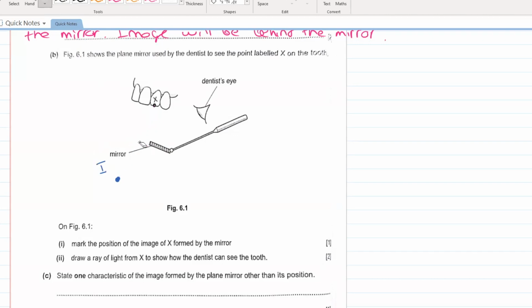Now what's next? Draw a ray of light from X to show how the dentist can see the tooth. Very easy. You will create a ray of light from this image into the eye, like this. And you will make the backward part dotted because it is an imaginary light ray. If you are smart enough, you will also draw a light ray from here till the mirror. And if you are literally an A star student, you will draw a normal like this. You can show angle of incidence, angle of reflection like this. Simple.